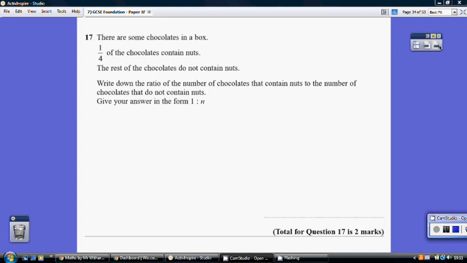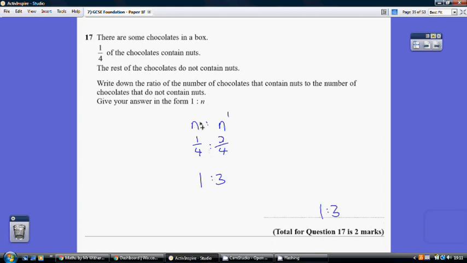Question 17. So a quarter contain nuts, so 3 quarters do not contain nuts. So the ratio is a quarter to 3 quarters. Now if we multiply both of these sides by 4, we get a ratio of 1 to 3. That's the 3 up there, sorry. 1 to 3.